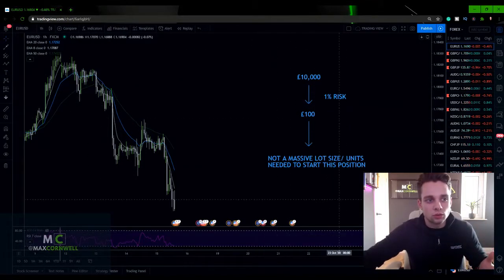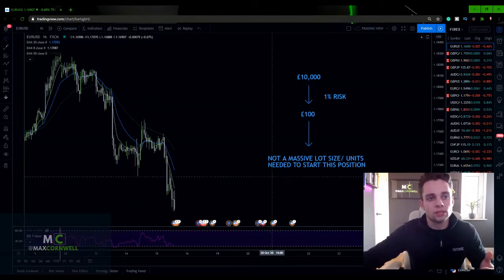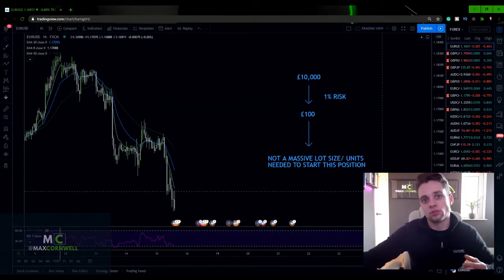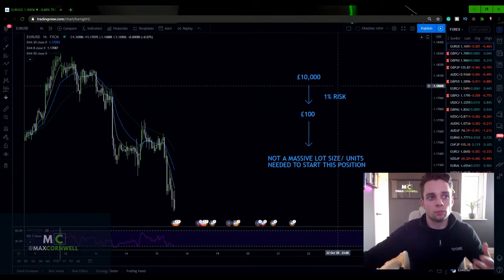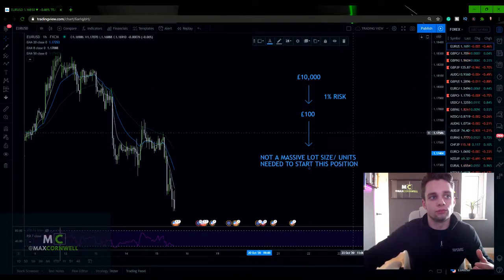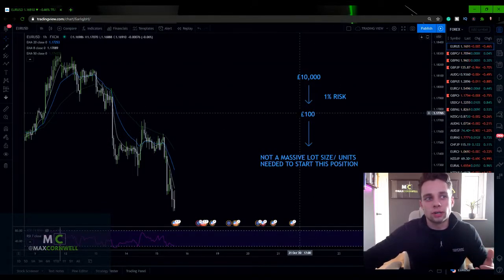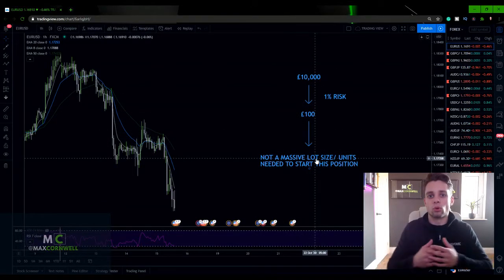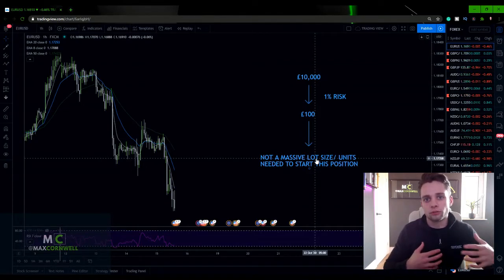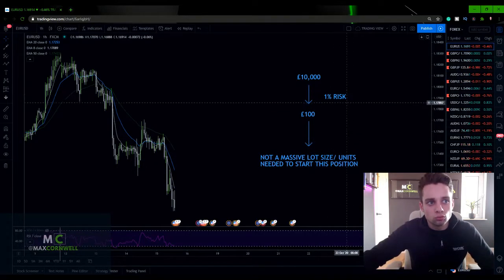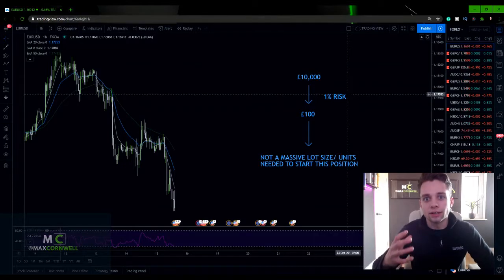This isn't a massive lot size or amount of units needed to start this position, so we're not overly leveraged, right? We're managing our risk. We're only risking 1% of the account, and we're not too highly leveraged because starting a £100 trade on a 10 grand account isn't going to require a massive amount of leverage from our broker. So obviously the more that you risk per trade, the quicker in a drawdown you are going to blow your account, and we don't want that.